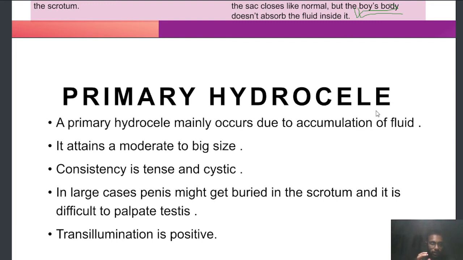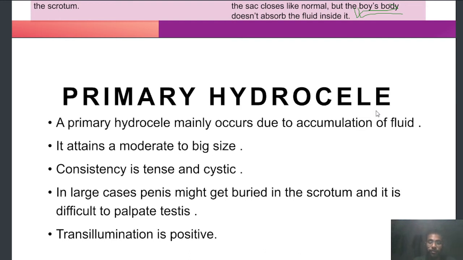When you take hold of the scrotal sac, you can find that it is pretty tense. It's very hard to press it, and you can feel like there is some cyst-type structure that has developed there. And in these cases, if the scrotal sac has become too big, the penis might get buried in the scrotum, and it is very difficult to palpate the testis. You cannot find out where the testis is.